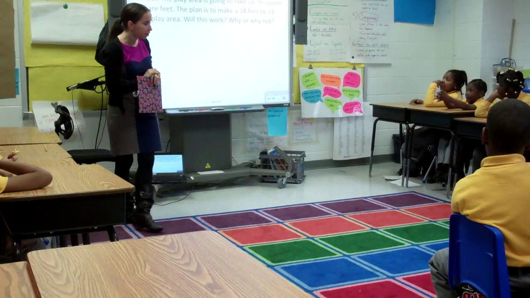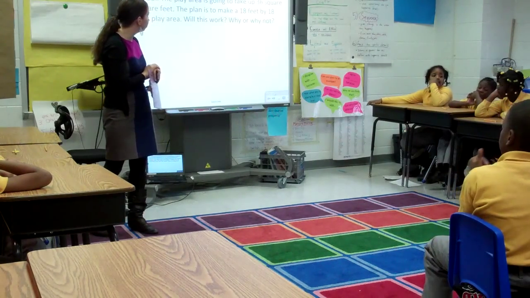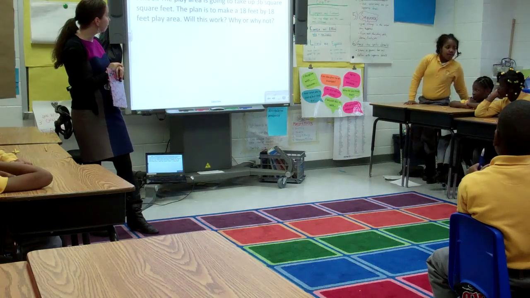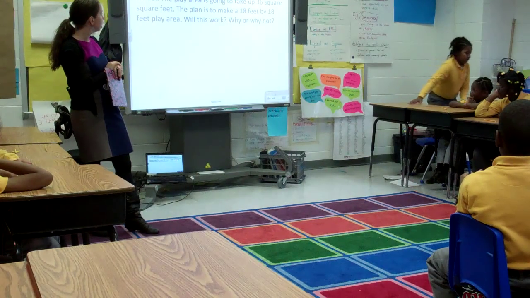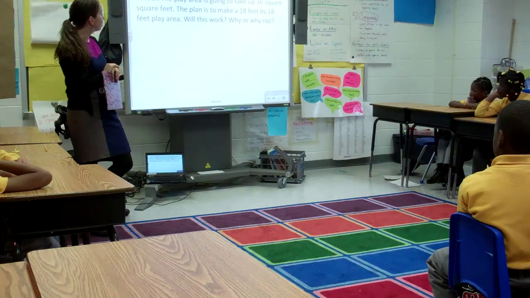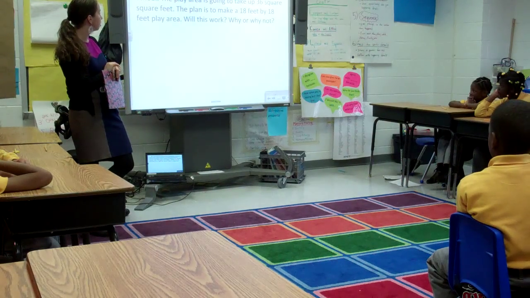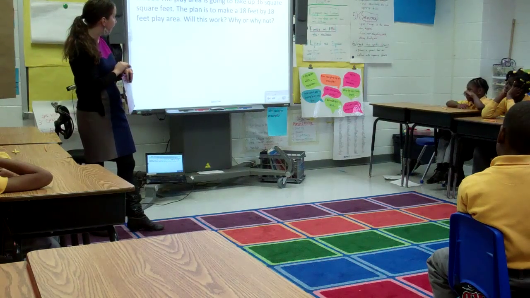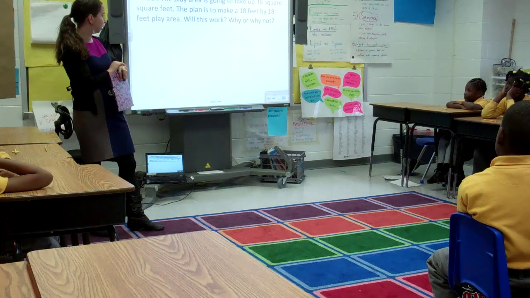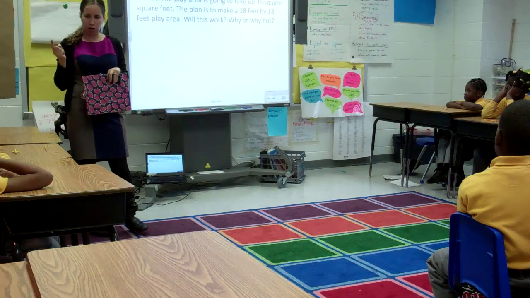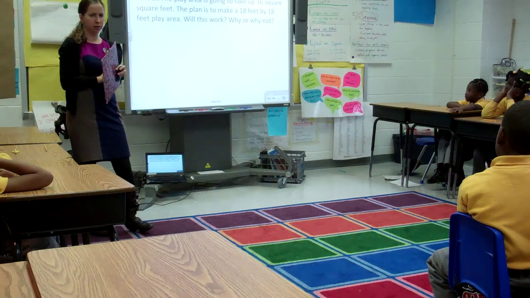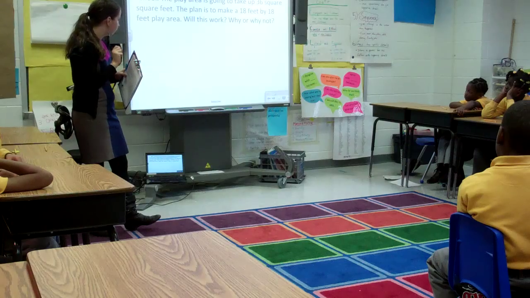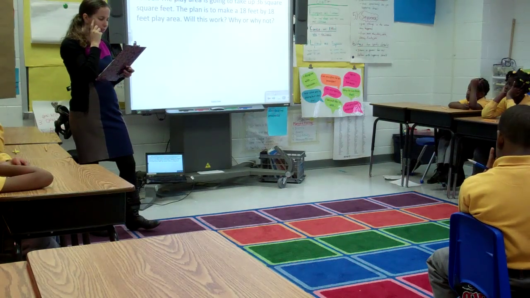The problem on the smartboard says, Mr. Sanchez's construction company needs to construct a play area for the local elementary school. The play area is going to take up 36 square feet. The plan is to make an 18 feet by 18 feet play area. Will this work? Why or why not? So there's lots of information in this problem, right? Lots of things to think about.